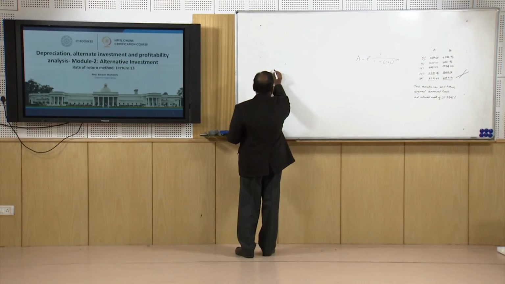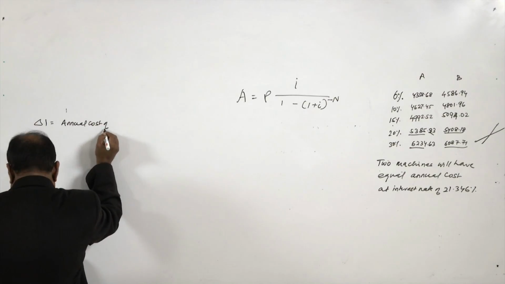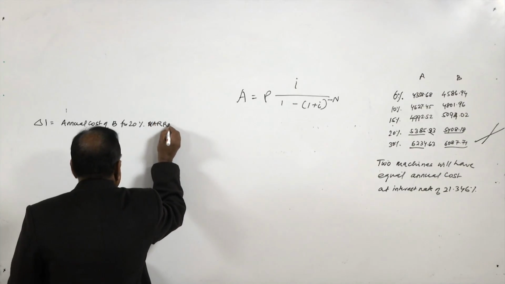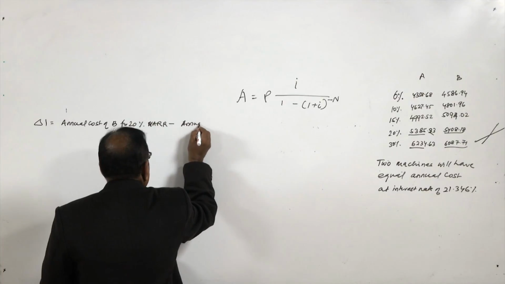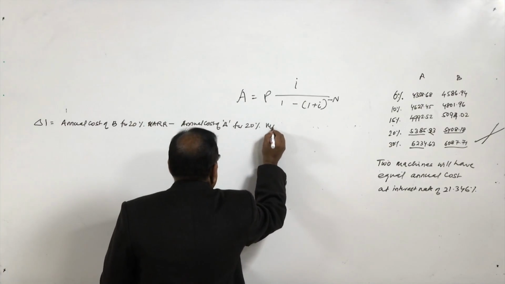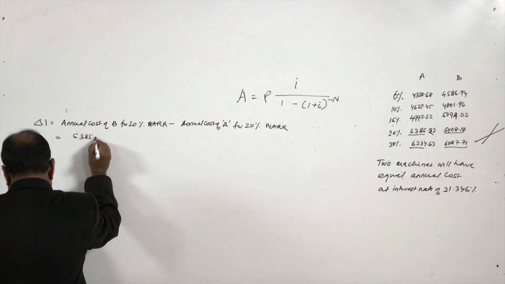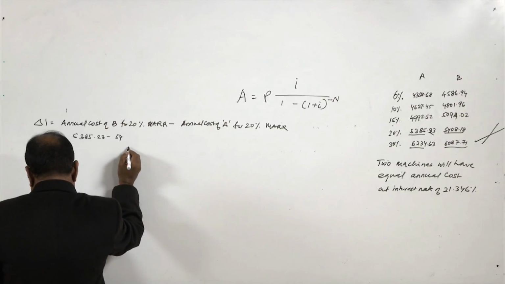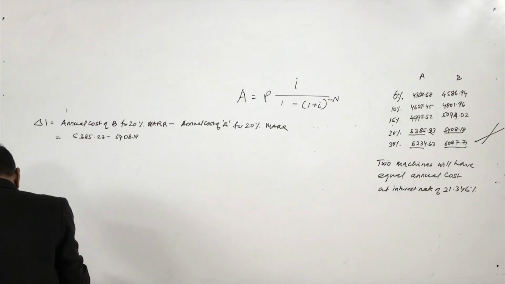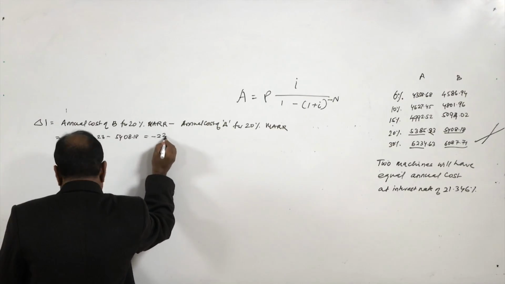So, if I define delta 1 as annual cost of B for 20% MARR minus annual cost of A for 20% MARR, then it becomes 5385.23 minus 5408.18. So, it becomes minus 22.85.